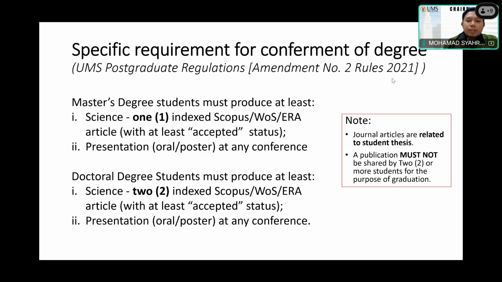And then this is quite unique in UMS, where the requirement is a conference. You must attend and present, oral or poster, at any conference, either national level or international level. But in Malaysia, I think most universities don't have this kind of regulation. But in UMS, we have it. So please be alert to these things: publications, research articles, and a conference. Okay.